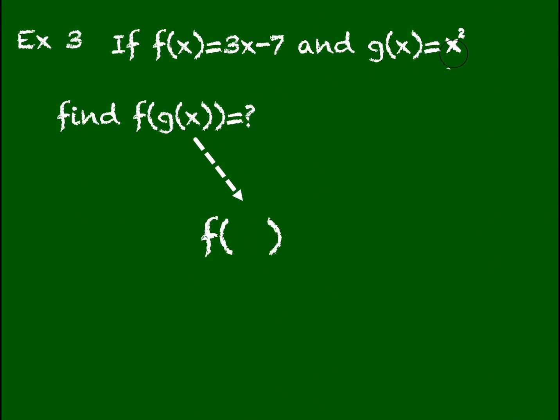Now the question simply asks us what is f of x squared, like the previous question. Now we're looking for f of x squared again, which means we need to substitute x squared for x a second time. We find the answer again as 3 times x squared minus 7.